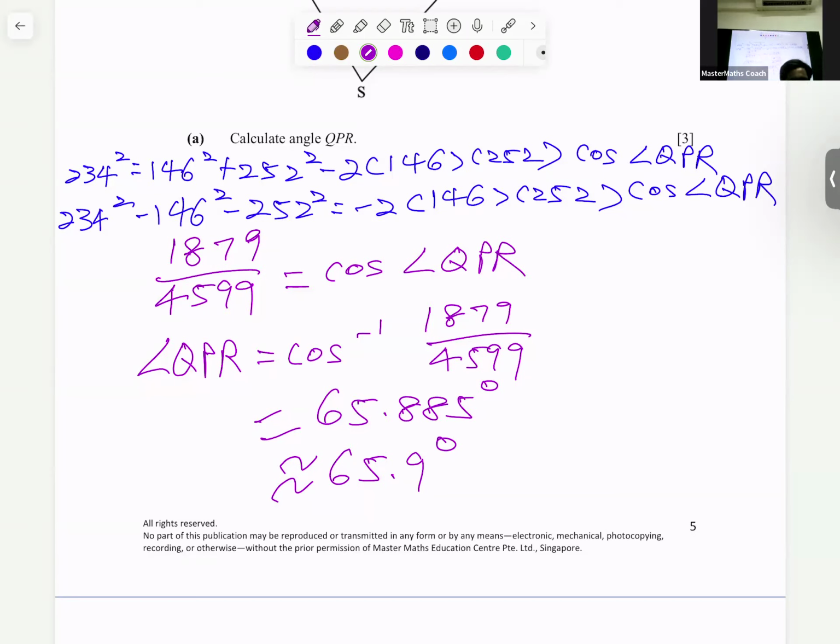As you look at this question again, I want you to ask yourself, what are the conditions under which you use the cosine rule? You use the cosine rule when you have three given sides. There's another condition. You use the cosine rule when you have... Think about that.